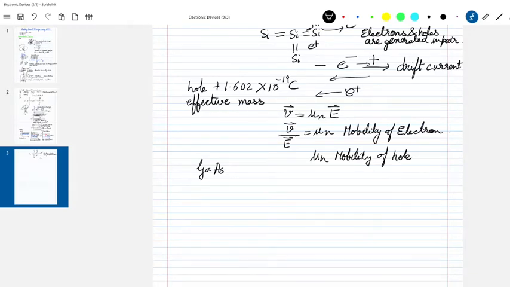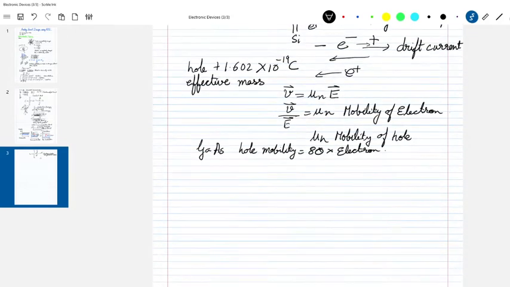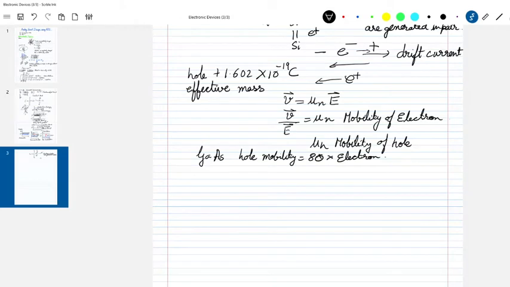which is 80 times of electron mobility. So roughly hole mobility is equal to 80 times of electron mobility. So that means that I cannot use a device which uses hole for conduction. Now in case of silicon, hole mobility is 3 times roughly of electron mobility.